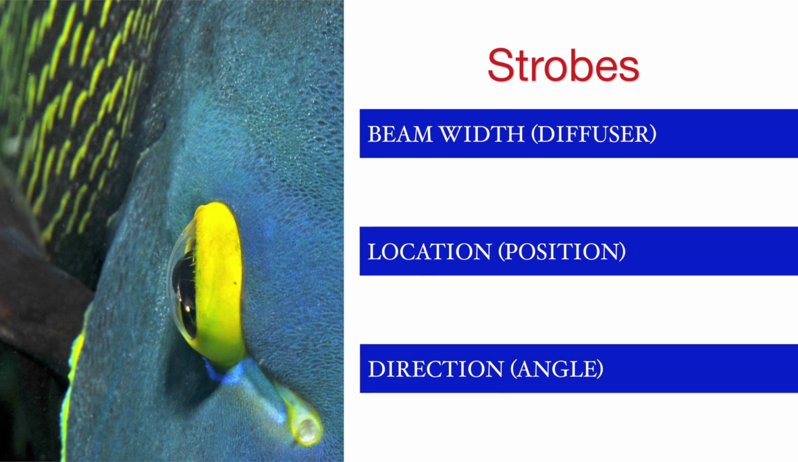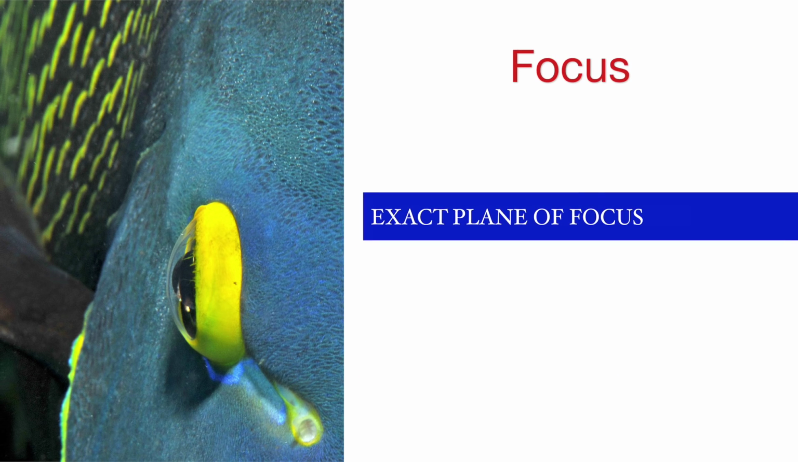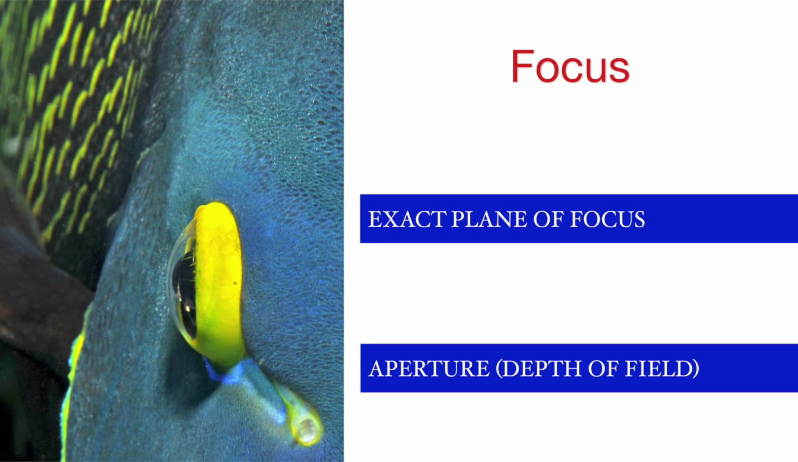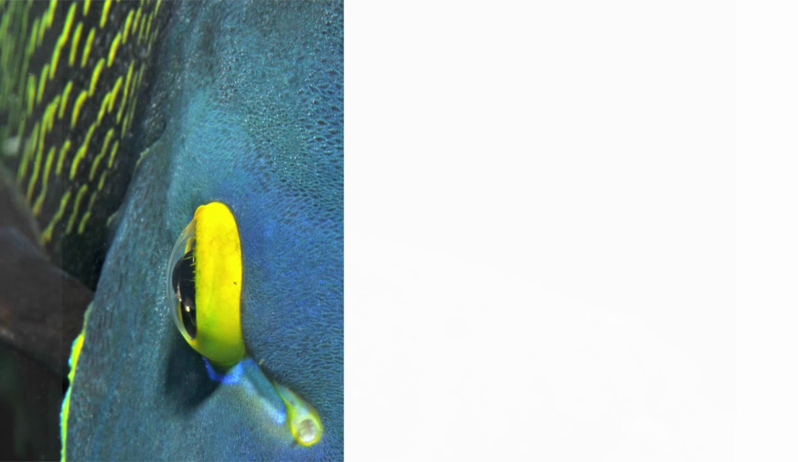And finally, we have focus, the exact plane of focus, what exactly do we want tack sharp in our image, and the depth of field. With macro, our depth of field is limited anyway, but we can open our aperture to render our depth of field even smaller and decide exactly what we want to emphasize in the image. So let's look at some examples.